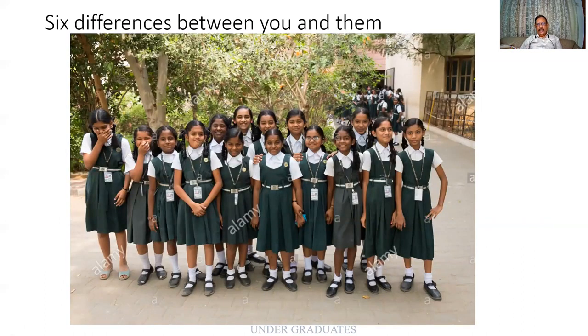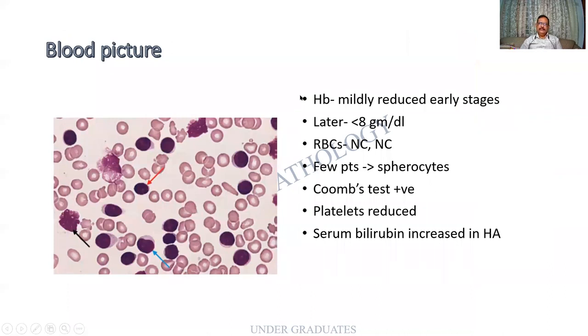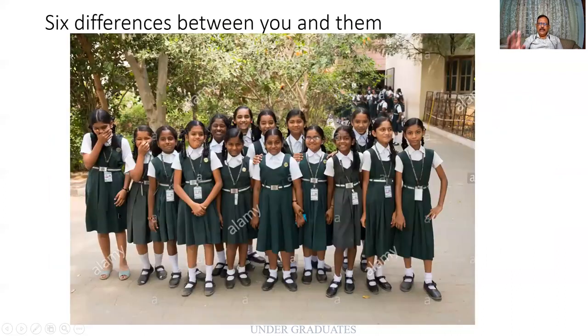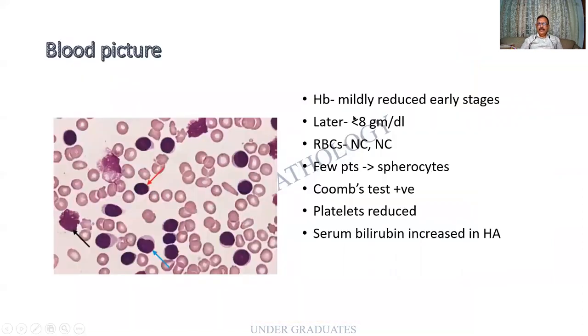I would like you to kindly mark 6 differences between you people and these. Somehow I like them. The students over here, they are innocent, they are smiling, they are happy, and they are all uniform. Look at the picture over here. I'm finding cells. So all the cells, if I see one region, I need not see anything else. They are more or less uniform. That is what I meant by this. Go back to this. So I find uniformity in the cells.